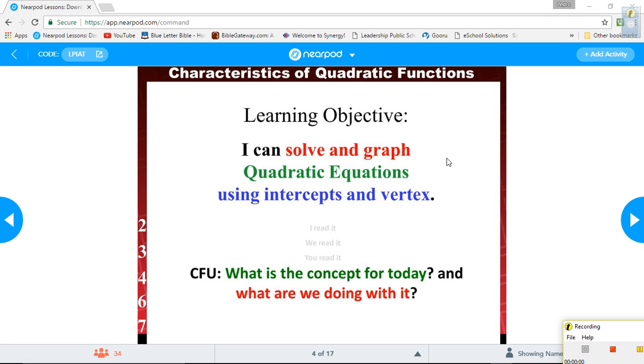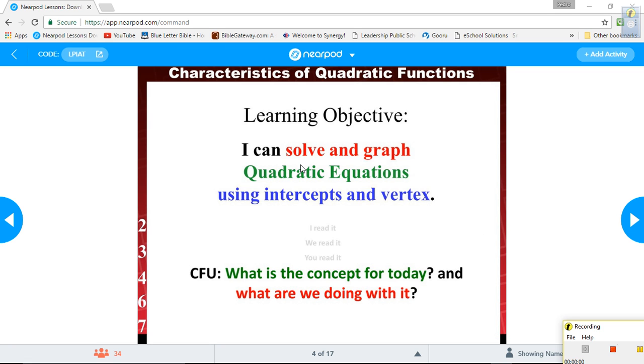Okay, so far we've already solved and graphed quadratic equations, and we know how to use the intercepts to graph. Today, what's new is the term vertex. We've already introduced it some time back. I mentioned it very briefly. Today, we're going to cover that to add to our tool in regards to graphing.